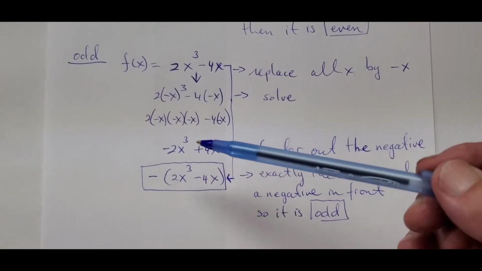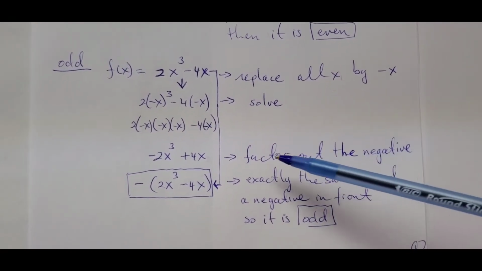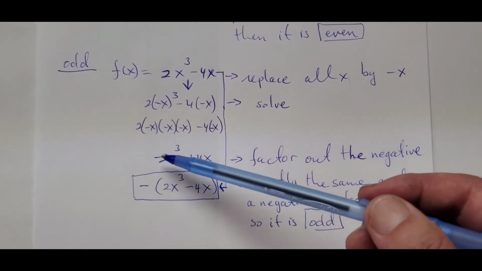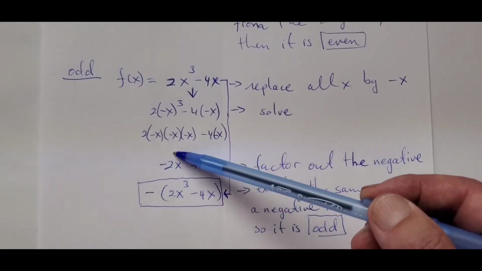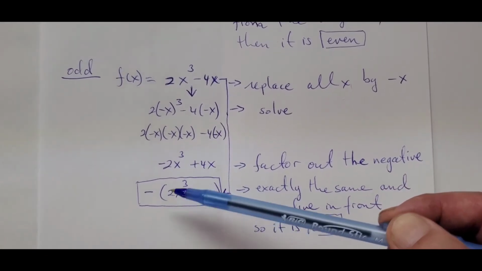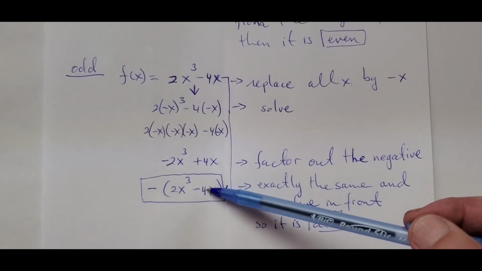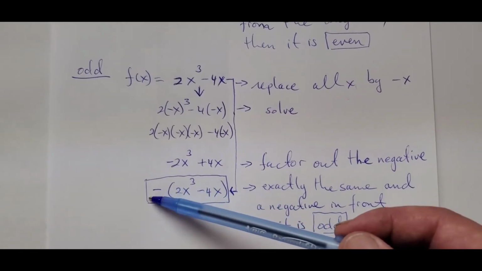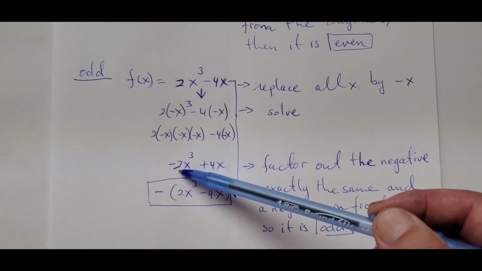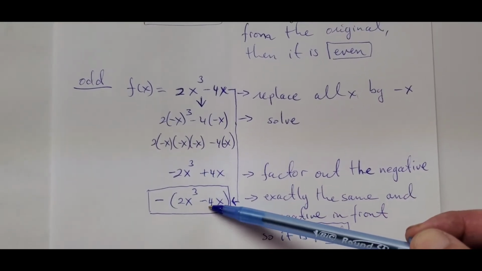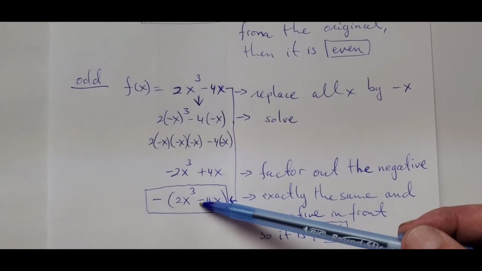Now if you look at this very carefully, we can factor out the negative. Take this negative, put it outside, and the 2x cubed will become positive. If you take a negative from 4x, it will become minus 4. How do we know that is right? Multiply it back. Negative times positive 2x cubed is negative 2x cubed. Negative times negative 4x gives me positive 4x. So that's how you factor out the negative.